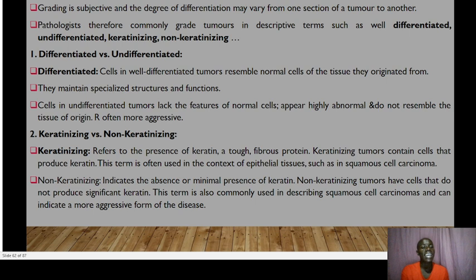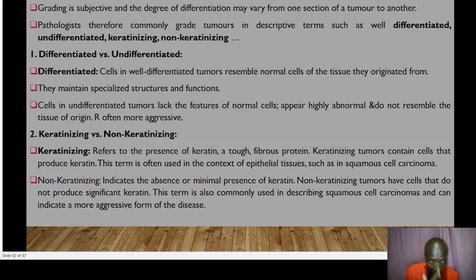You find that cells in undifferentiated tumors lack features of normal cells. They appear highly abnormal and do not resemble cells of the origin. They are more often aggressive.